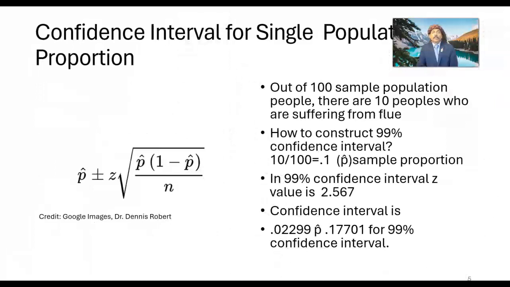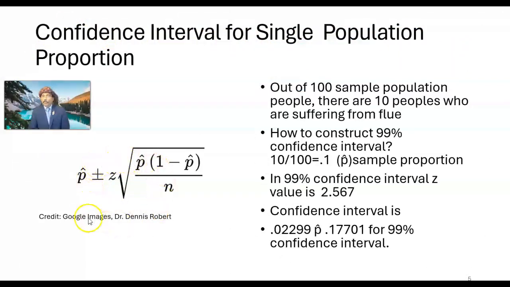If we go to the confidence interval for a single population proportion, then the formula will be different. Out of a sample of 100 people, 10 are suffering from flu. How do we construct a 99% confidence interval? First we find p hat, the sample proportion: 10 divided by 100, that is 0.1.